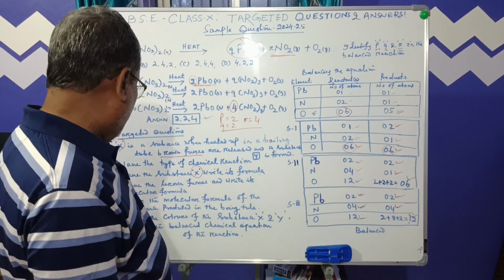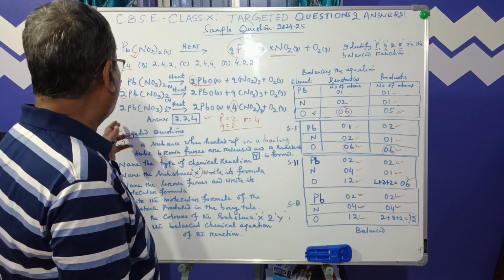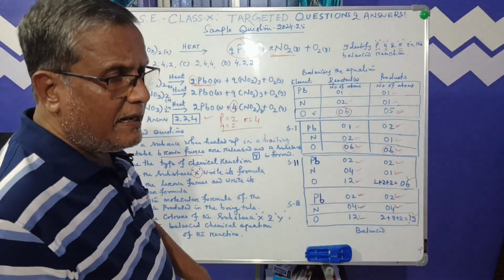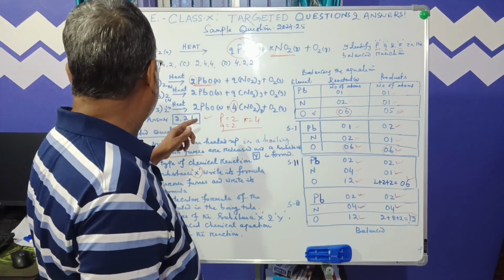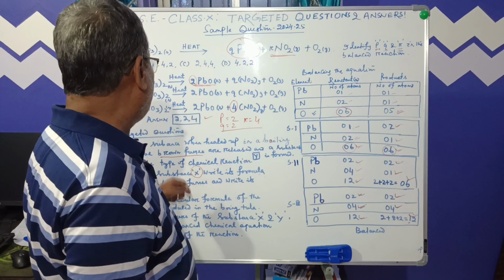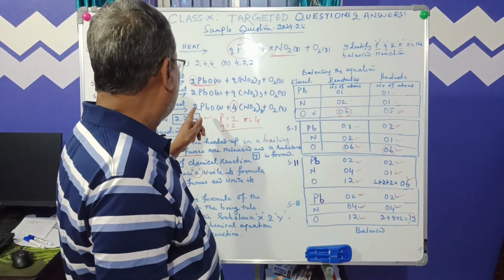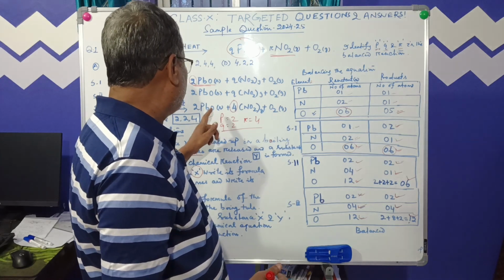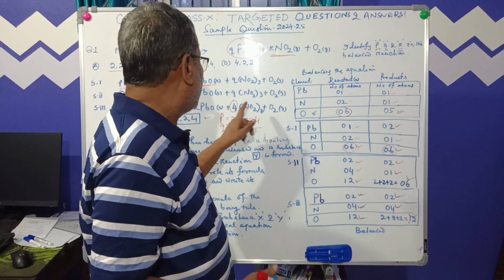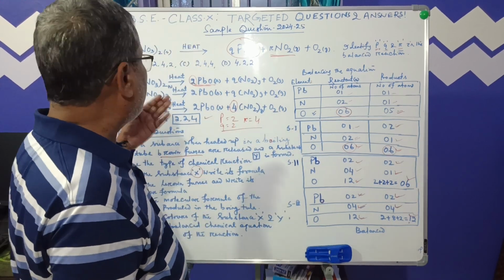Write the balanced chemical equation of the reaction. The balanced chemical equation is the one that we derived. 2 lead nitrate, solid, when heated, gives rise to 2 lead oxide, solid, plus 4 nitrogen dioxide gas and oxygen gas. Now this is the result.